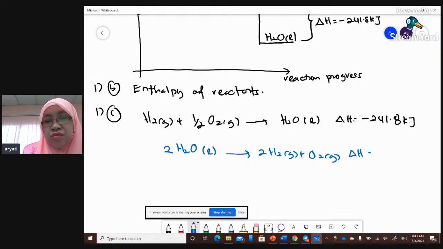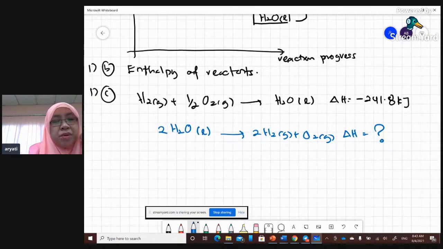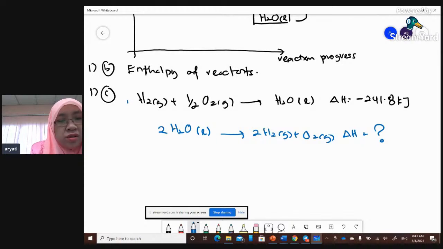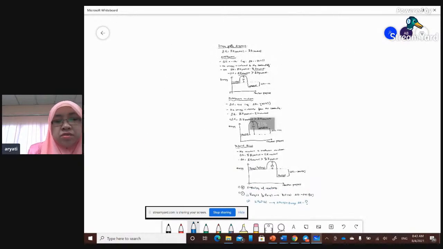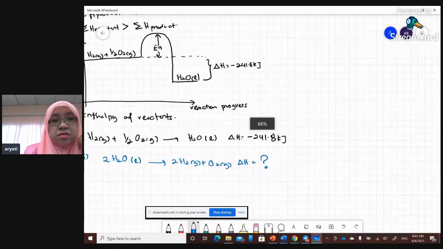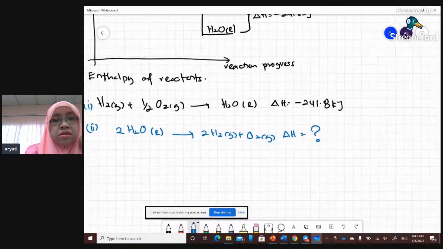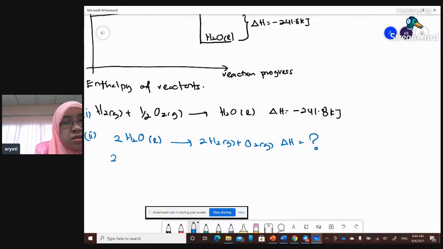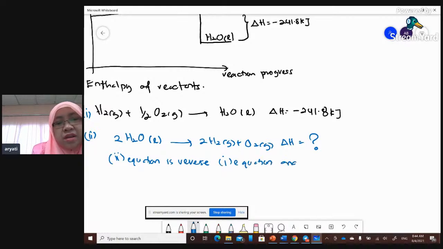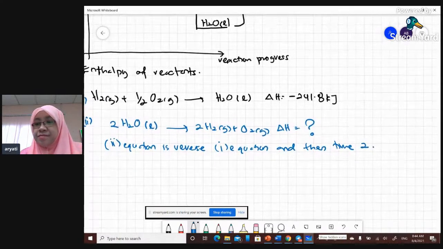So they ask you to find the value for delta H here. When you compare the first equation and the second equation, you will find the second equation is the reverse of the first equation and then times 2. Okay, right?